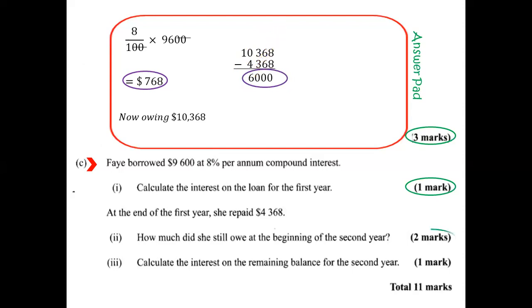That's it. 2 marks. And then to close this question with the other mark, the question is asking, calculate the interest on the remaining balance. So naturally, the remaining balance is $6,000. But how much is charged again? 8% of whatever remains. So 8% of the 6,000. 100 into 6,000 goes 60 times, and 60 times 8 is $480. 1 mark.